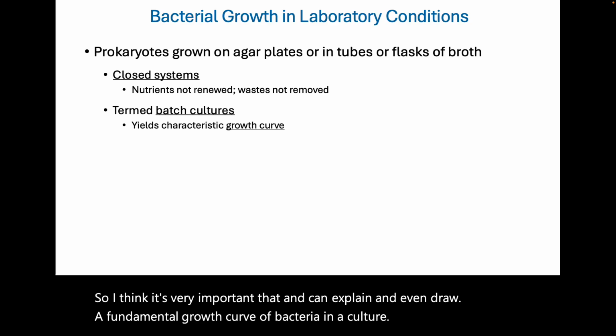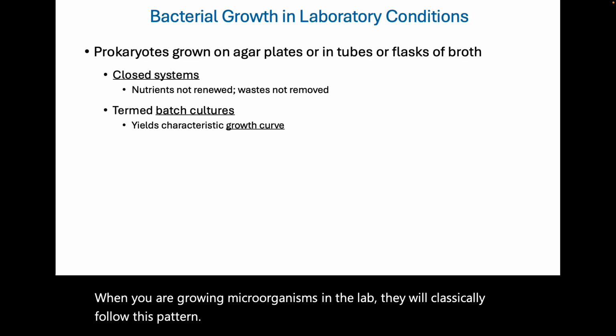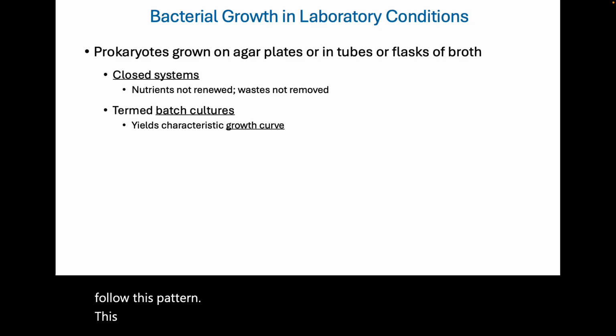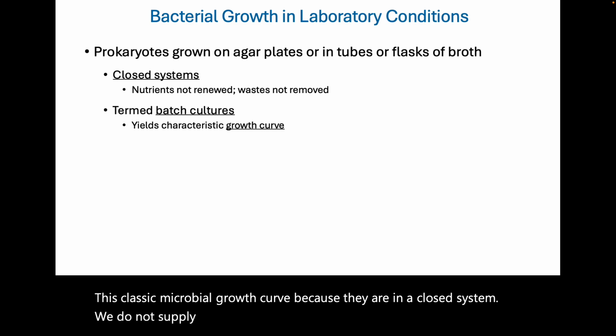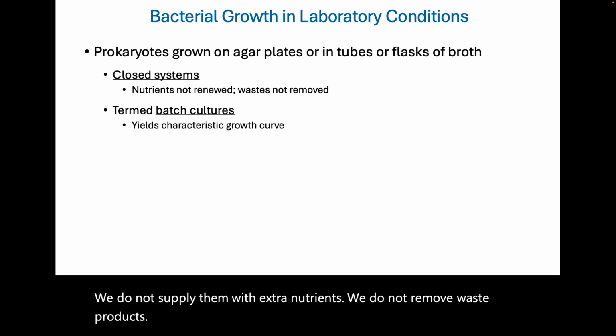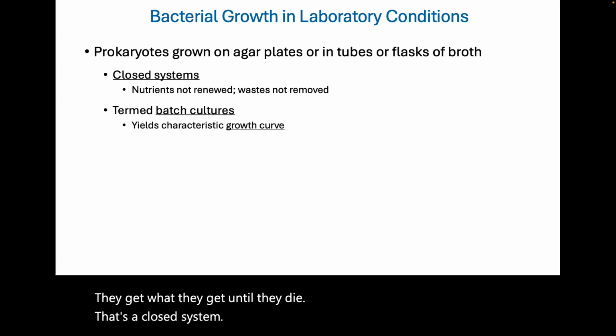When you are growing microorganisms in the lab, they will classically follow this pattern, this classic microbial growth curve, because they are in a closed system. We do not supply them with extra nutrients. We do not remove waste products. They get what they get until they die. That's a closed system. And that is how we get the very classic bacterial growth curve.